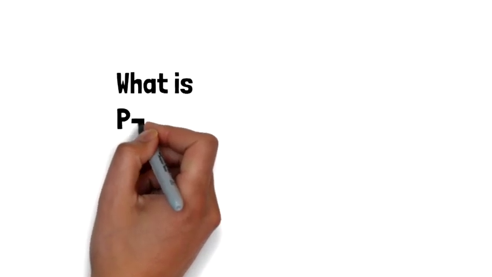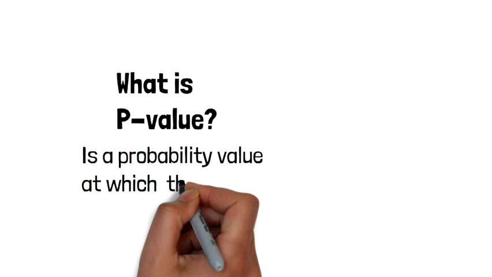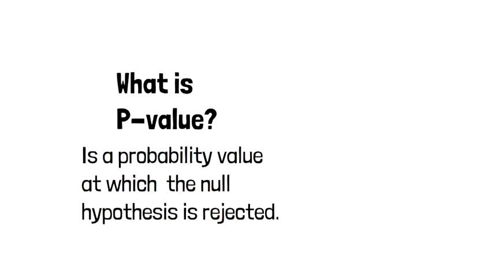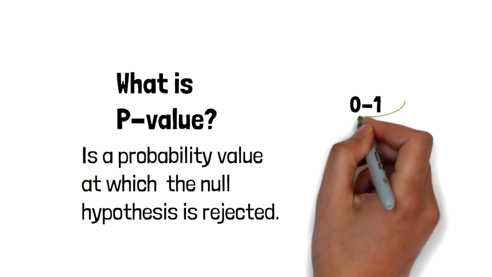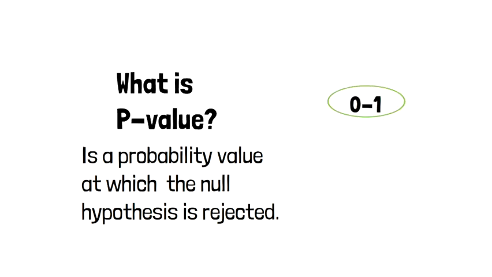So what exactly is p-value? P-value is the probability value at which the null hypothesis is rejected. P-value can take any value between 0 and 1.